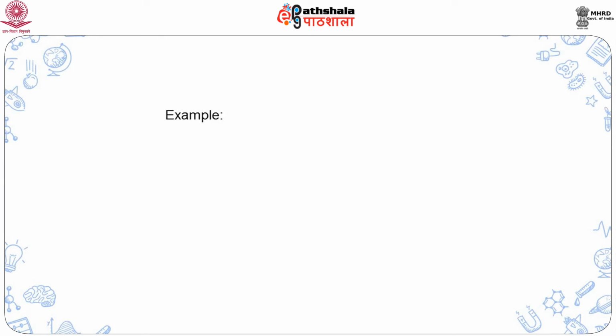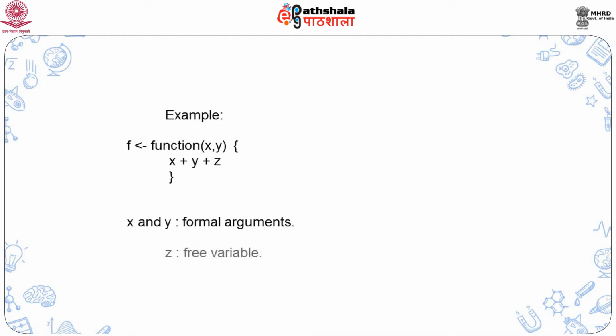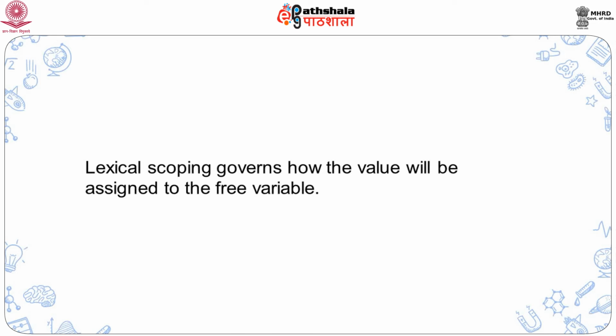Now consider the following example. Here we are defining f as a function of x and y, and we have x plus y plus z within the body of the function f. In this example we have two formal arguments, x and y, but there is another variable, z. Here z is known as the free variable. Therefore, the scoping rules of a language determine how values are assigned to free variables. Free variables are not formal arguments and are not local variables assigned inside the function body.